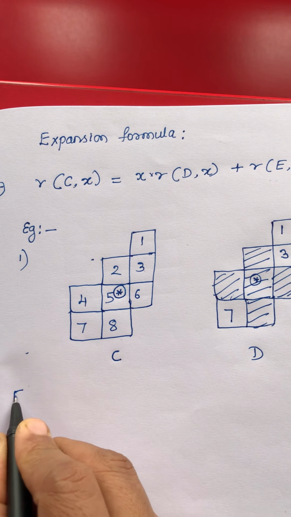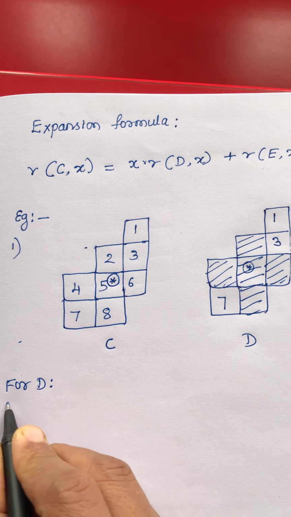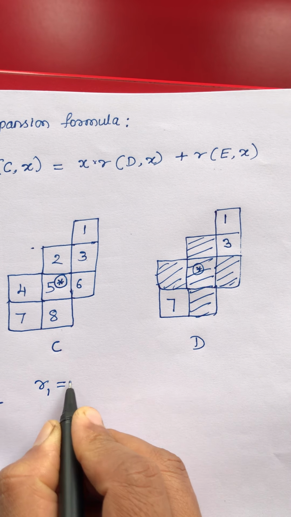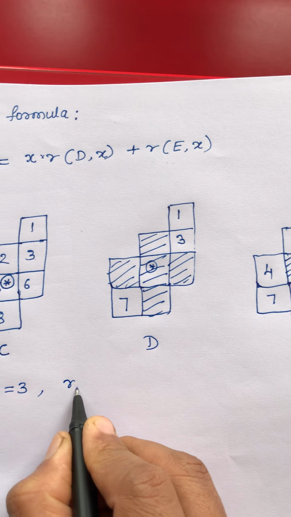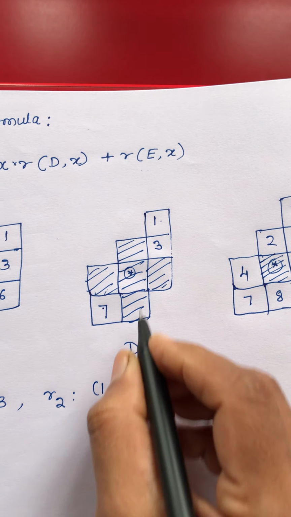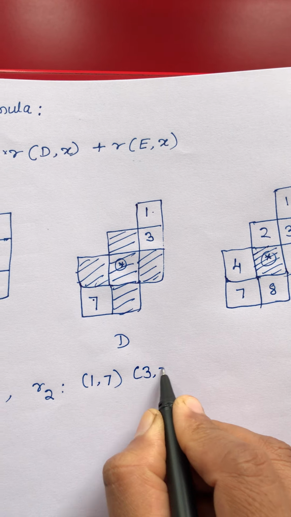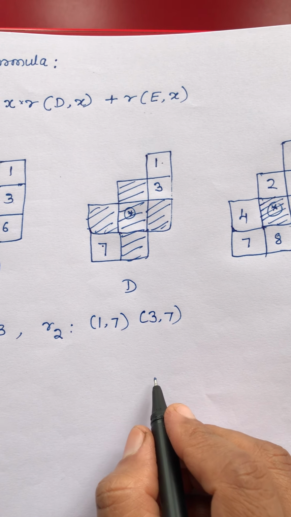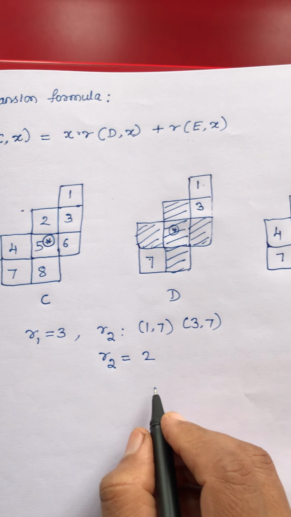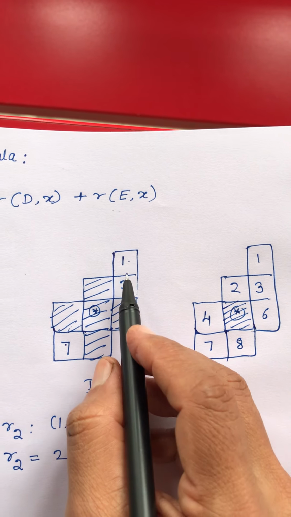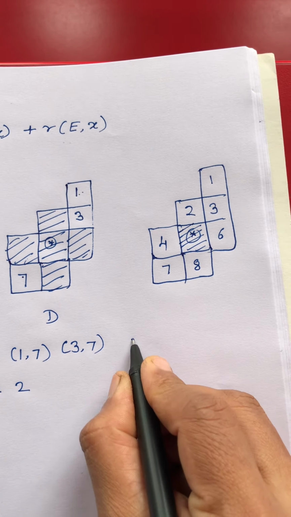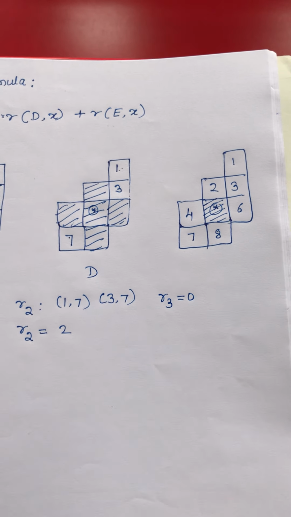First let's do it for D. For D, what is R1? R1 is 3. Only 3 squares are there. Okay, what are the R2 possibilities? 1, 7. Then 3, 7. Do we have any other option? No. So only these are the two options. So R2 is equal to 2. Now R3. Is R3 possible? There are only 3 squares. Out of them 2 are already in the same column. So R3 is not possible. R3 is 0.